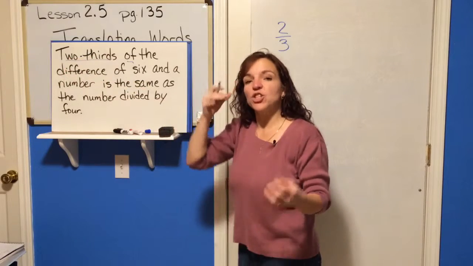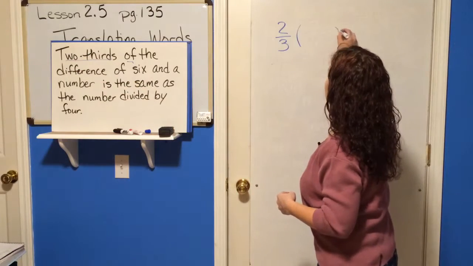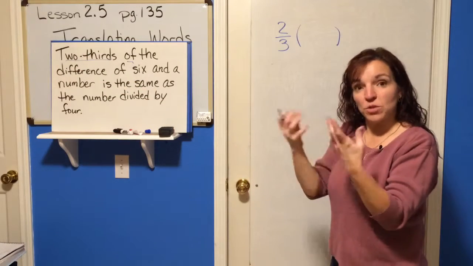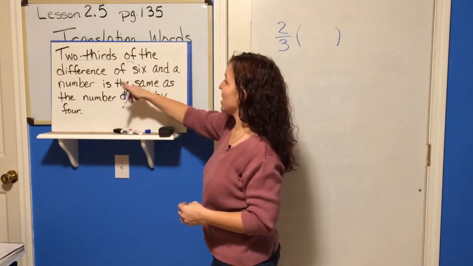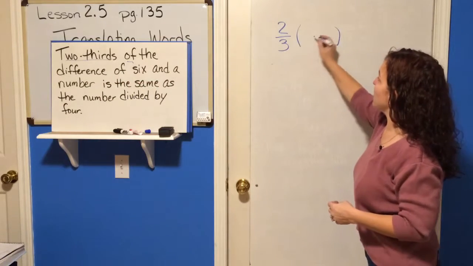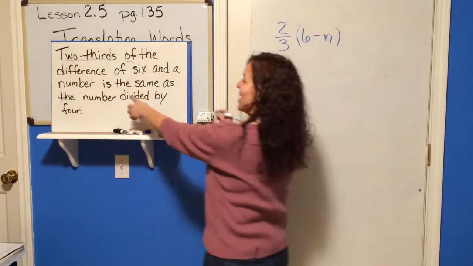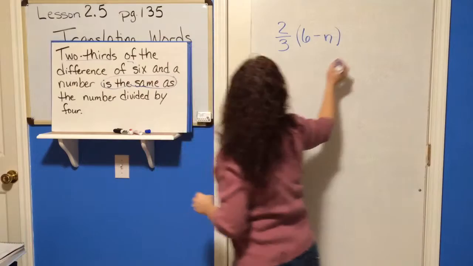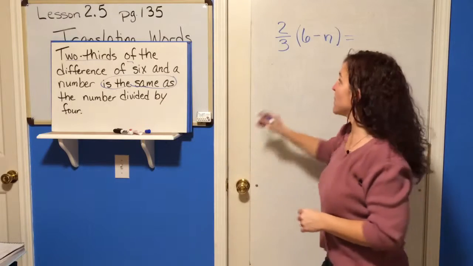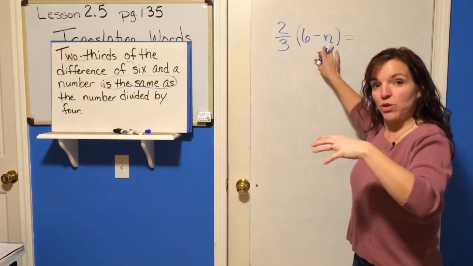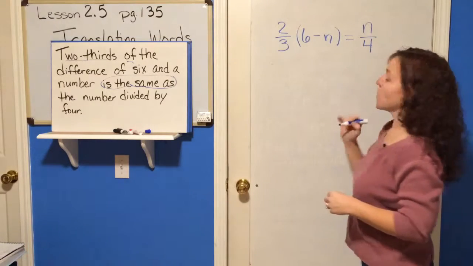So a difference means you've got 2 other numbers involved here. So you're going to multiply by a difference of 2 numbers. Let's find out what 2 numbers. 2/3 of the difference of 6 and a number. So 2/3 of the difference of 6 and a number is the same as, there's your equal sign, is the same as the number divided by 4. The number, that simply means you're going to use the same variable that you used before. You've got the same number in here twice. The number divided by 4.